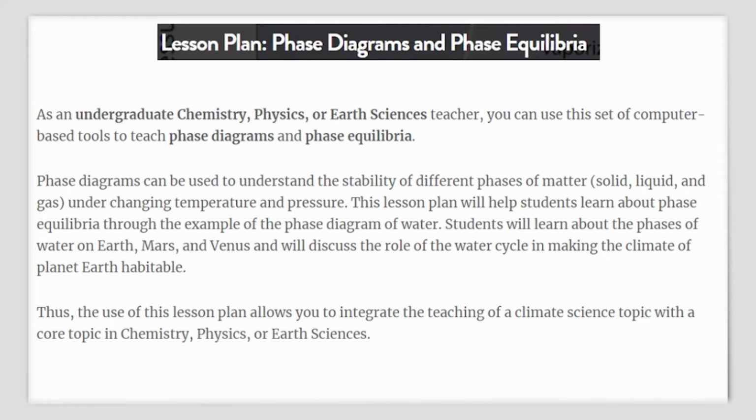This lesson plan will help your students to learn about phase equilibria through the example of the phase diagram of water. Students will learn about the phases of water on planet Earth, Mars and Venus, and will discuss the role of the water cycle in making the climate of planet Earth habitable. Thus, the use of this lesson plan will allow you, the physics teacher, to integrate the teaching of a climate science topic with a core topic in your discipline.